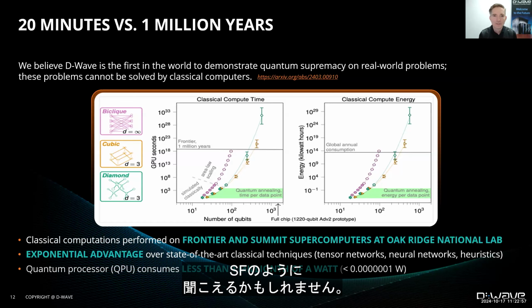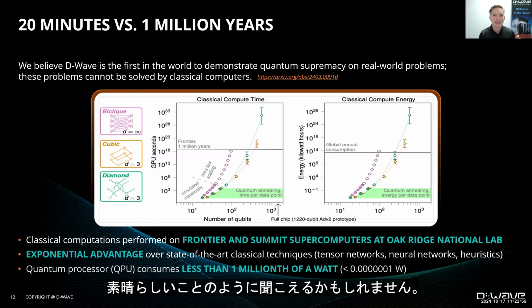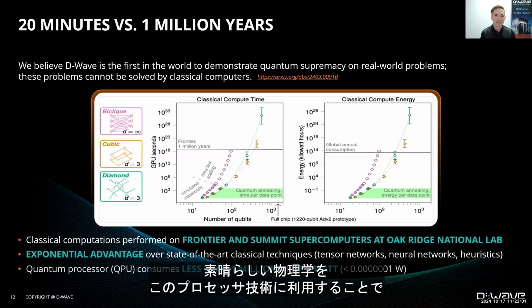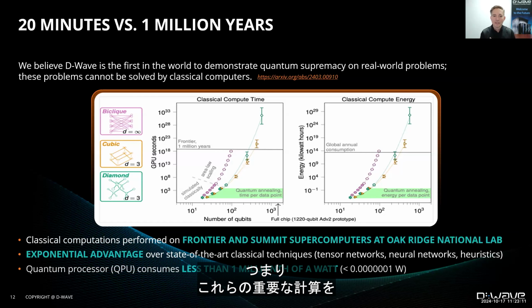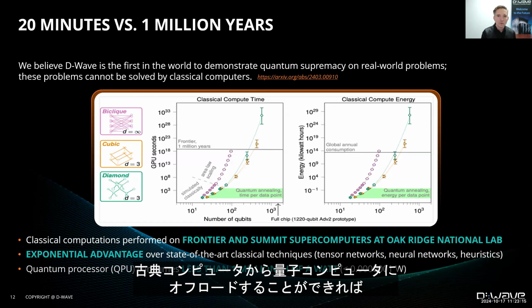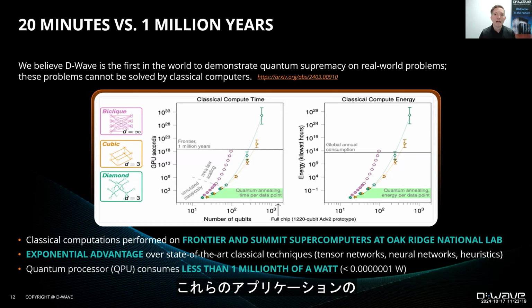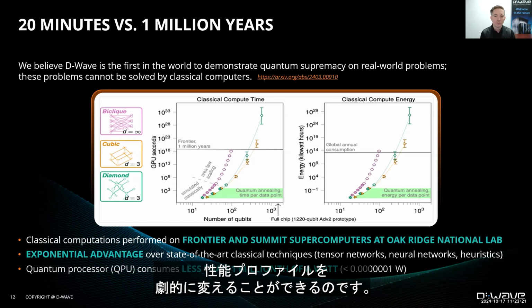Now, I know that sounds like science fiction. It sounds amazing. It's fantastic physics, and it can be used in this processor technology in such a way that the quantum processor itself consumes less than a millionth of a watt. And that means that if we can take some of these important calculations and offload them from classical computers onto quantum computers, we can dramatically change the performance profile of those applications.